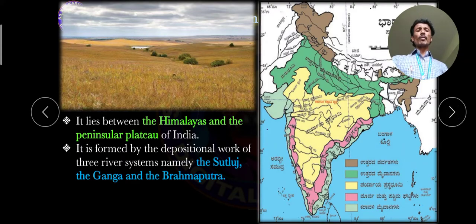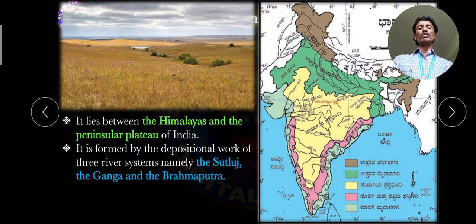It is formed by the depositional work of three river systems. Depositional means a natural process. In the northern plains, we have to see the three important rivers. Such important rivers are Sutlej, Ganga and Brahmaputra.